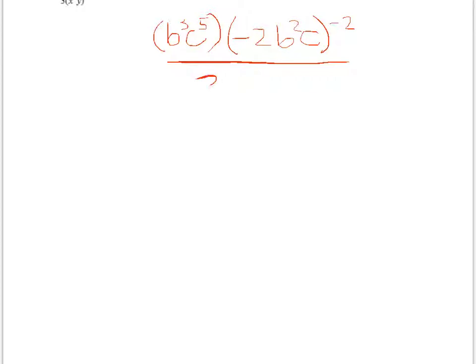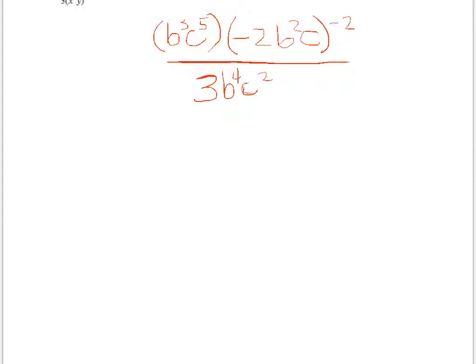In this video, I'm going to model some of these simplifying exponents problems for you before you start your practice. For our very first one, we've got b cubed times c to the fifth, and that's one quantity. We're going to multiply it times negative 2, b squared times c to the negative 2 power, and that's all divided by 3, b to the fourth, c squared.